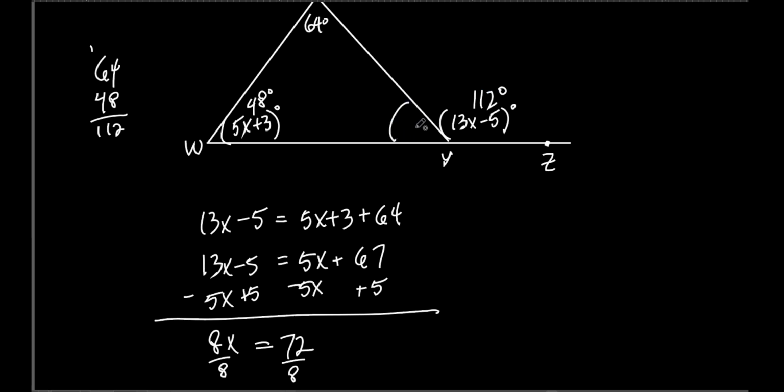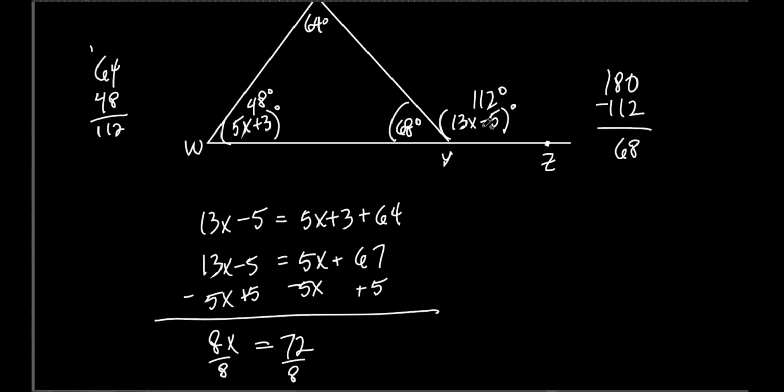Okay? And then you can find this. How can you find this angle right here? If you know this is 112, you can find this with one step. Subtract it from 180. That's right. So 180 minus 112 is 68 degrees.